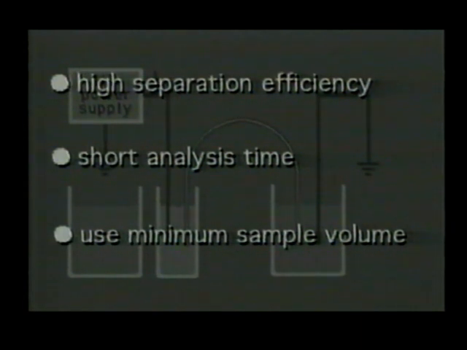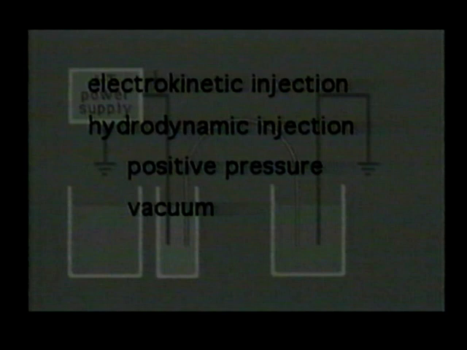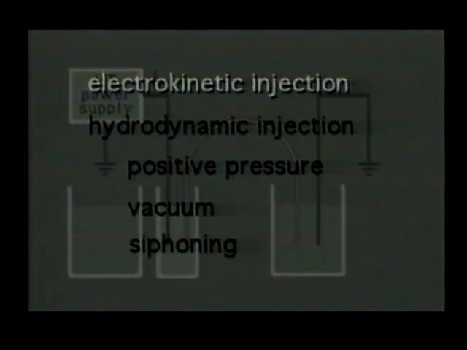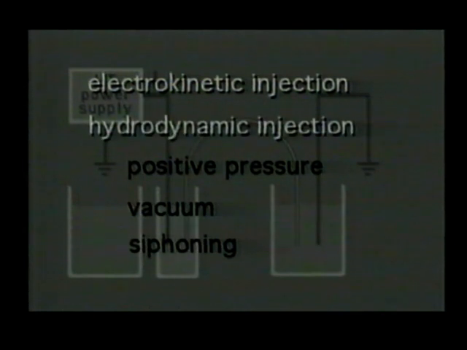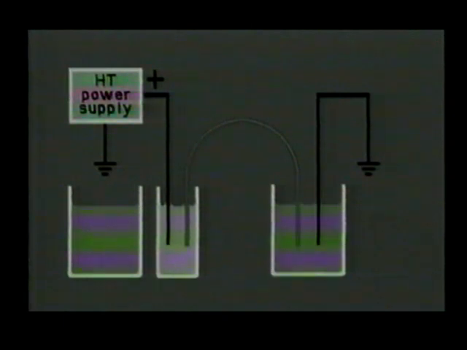As CE offers the possibility of both high separation efficiency and short analysis times, it is important to introduce the smallest possible volume of sample. This preserves the important characteristics of this technique. Although there are several methods of sample injection, the two that are most frequently offered on commercial instruments are electrokinetic injection and hydrodynamic injection.